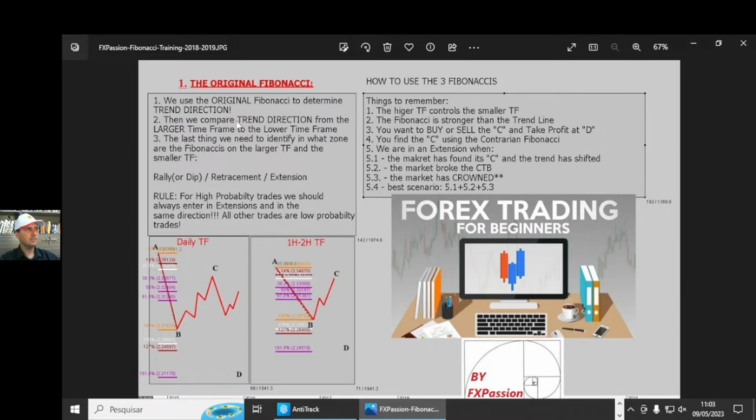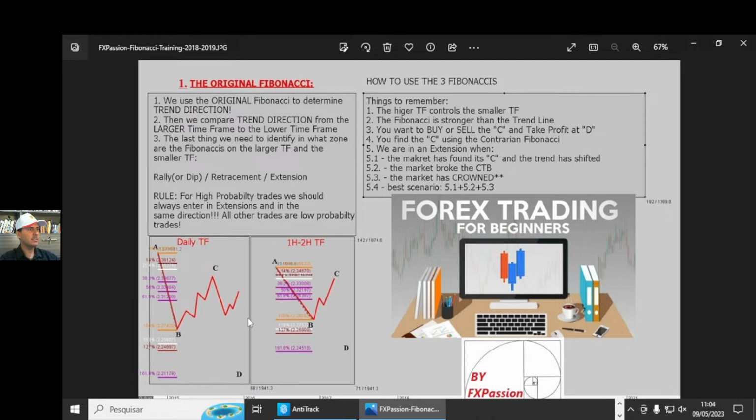So we are using the original Fibonacci to determine trend direction, and then we compare trend direction from the larger time frame to the lower time frame. The last thing, we need to identify in what zones are the Fibonacci. So rally, we talked about yesterday, rally, retracement, extension, deep retracement, extension. And we have a simple rule: for high probability trades, we should always enter in extensions and in the same direction.